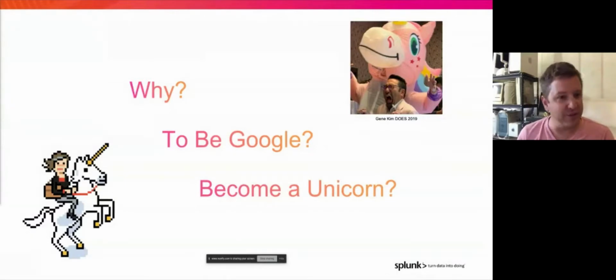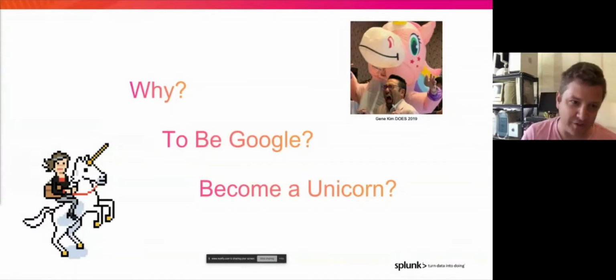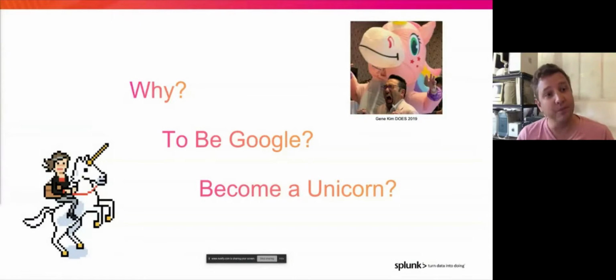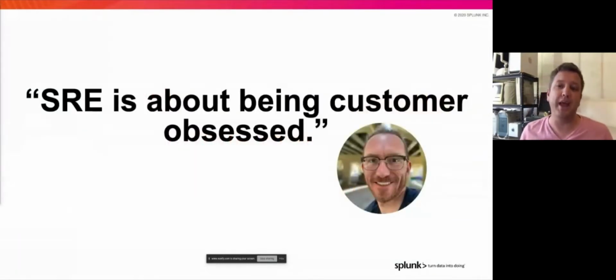By the way, the unicorn graphic is from The Unicorn Project, a book by one of the authors, Gene Kim, up there on the right, and that is a photo from last year's DevOps Enterprise Summit. So it's not to be the unicorn. That's not what we're trying to do. Really, what we're trying to do is keep pace with the demands of the modern user. Because at the end of the day, that's why we do all of this. And the modern user is extremely demanding.